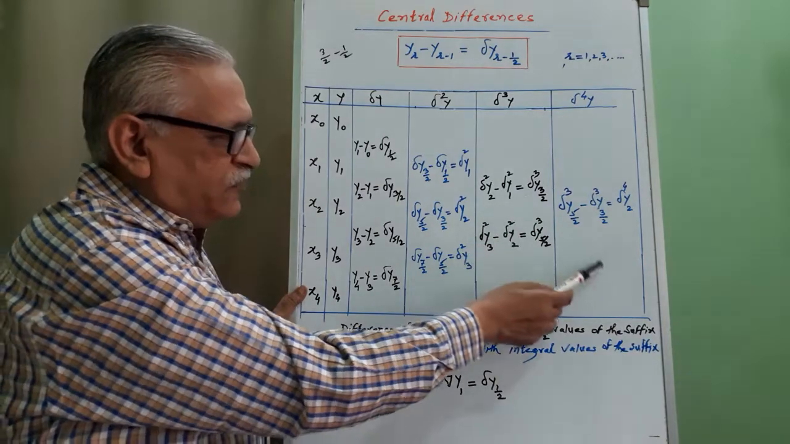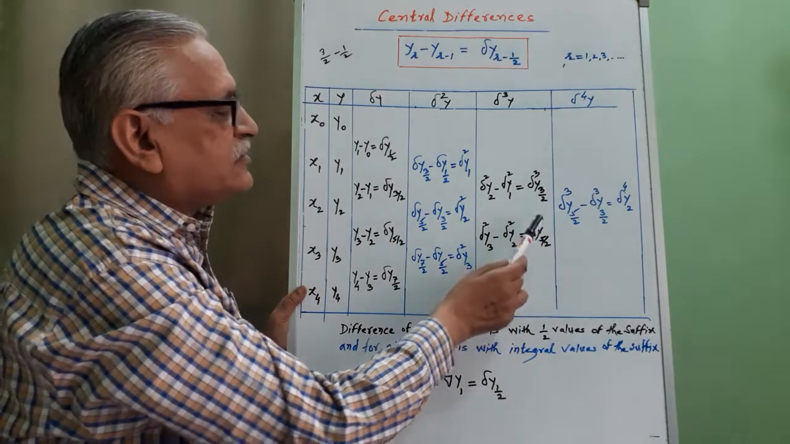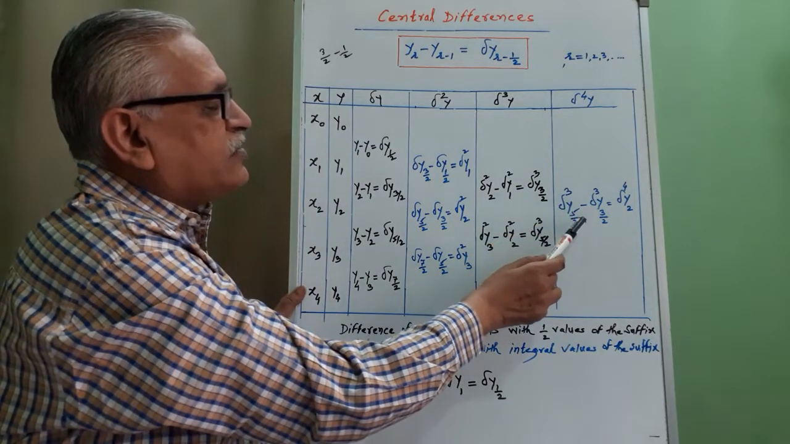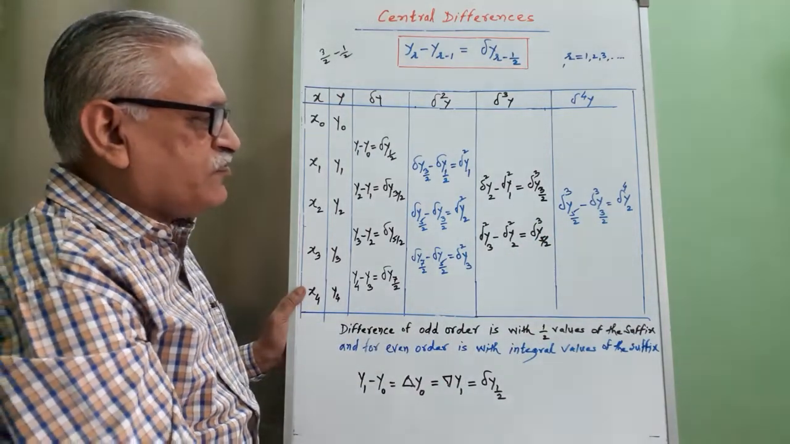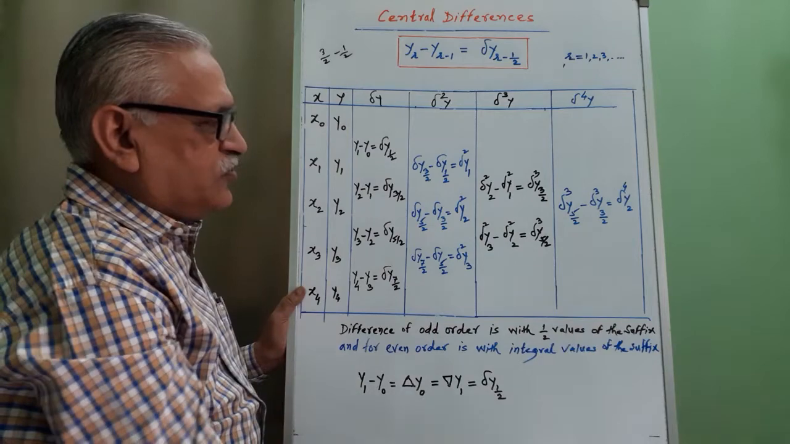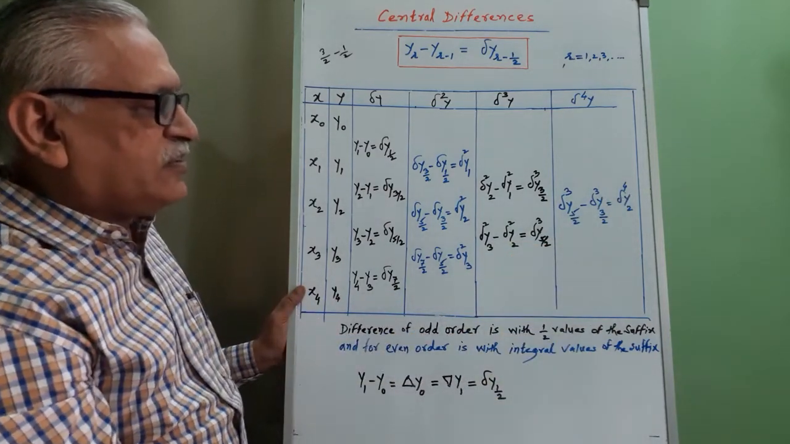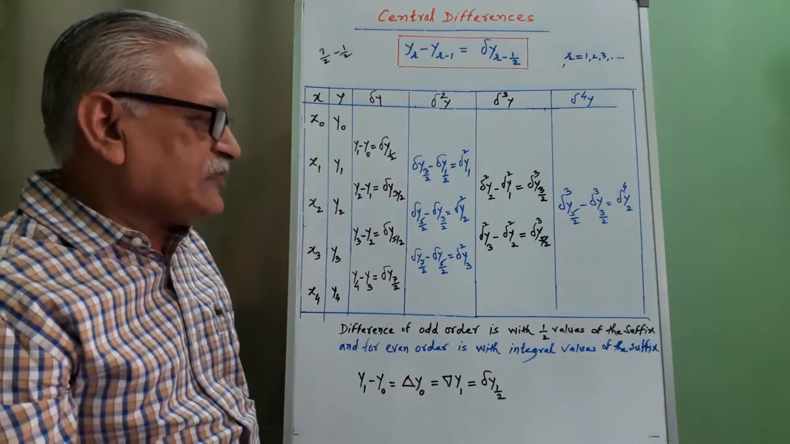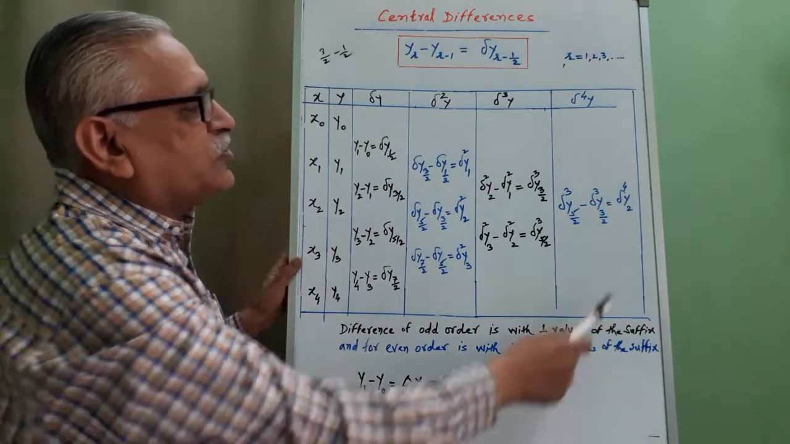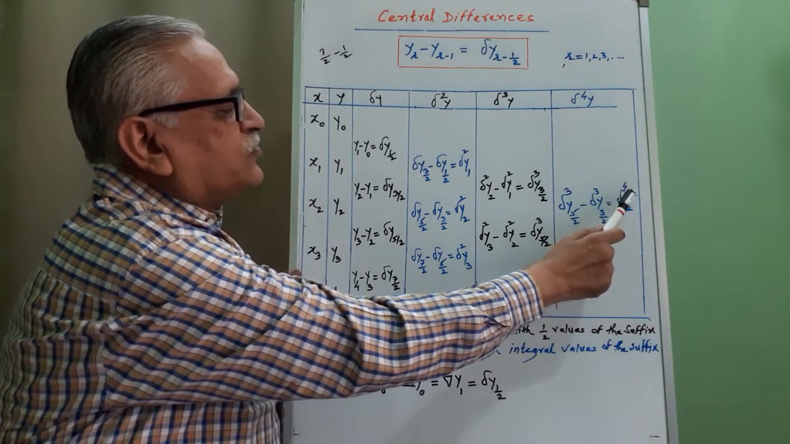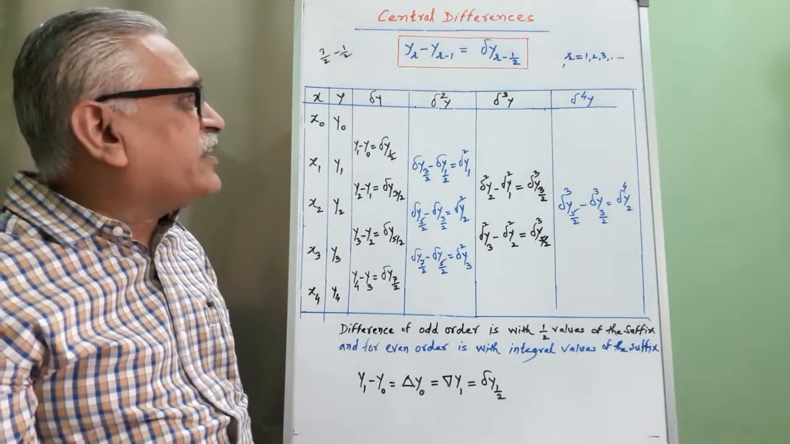If we take the differences of this third order, we get fourth order differences. Del cube y 5 by 2 minus del cube y 3 by 2 is equal to del raised to 4 y with suffix 5 by 2 minus 1 by 2, which is 4 by 2, that means 2. Therefore, it is del raised to 4 y2. This is the table of central differences.